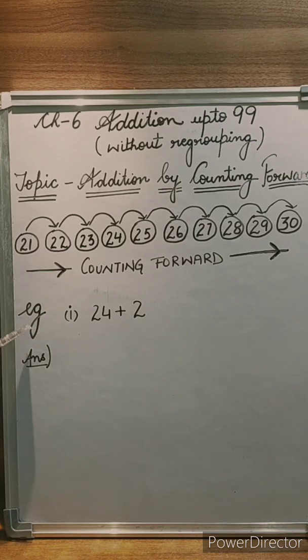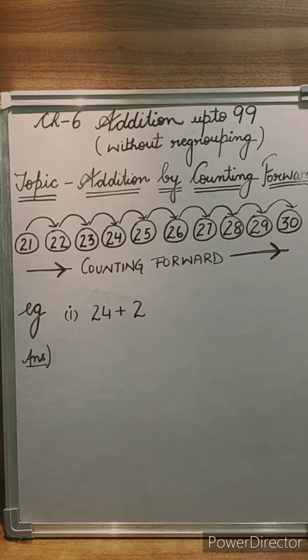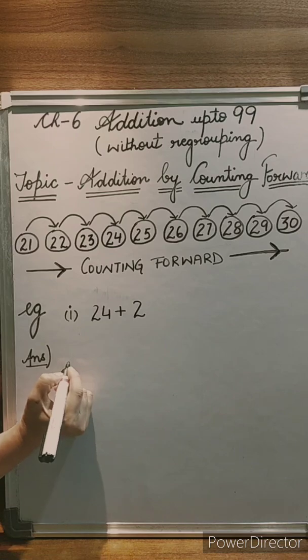So come to the first example, 24 plus 2. So children, first of all you have to find out the bigger number here. यहाँ पे bigger number कौन सा है? 24. So you will write 24.